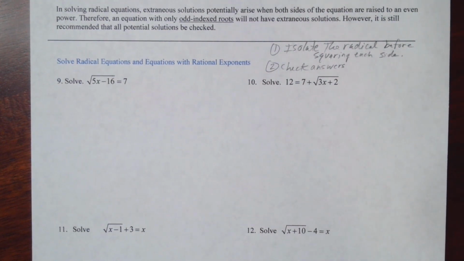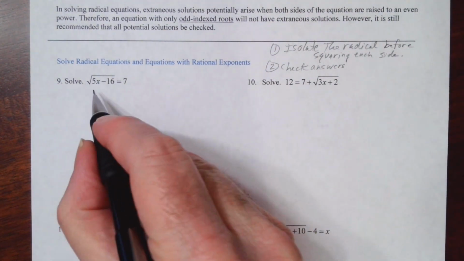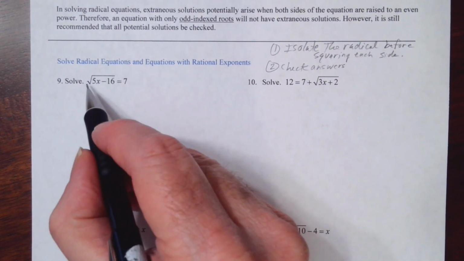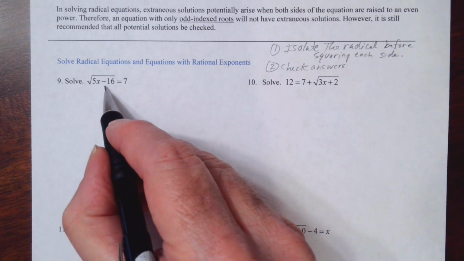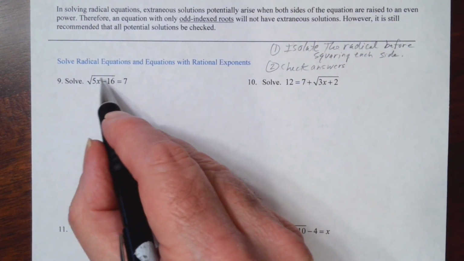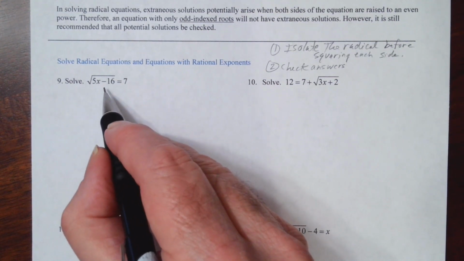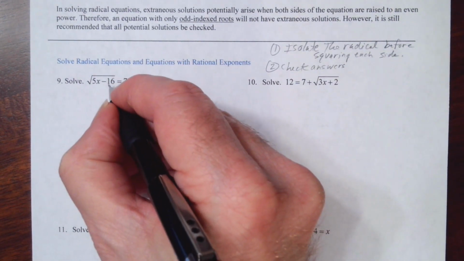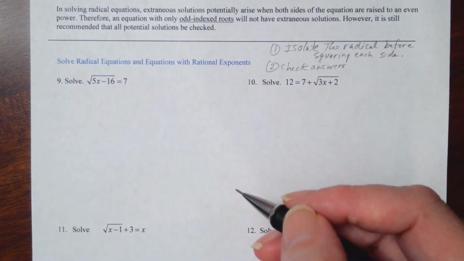Okay, so this one's all set to go. All we got to do is square both sides. Notice, sometimes students will want to add 16 to both sides here, but we can't just pretend that radical's not there, and we don't know that we can do that. So if in doubt, it's never a good idea to do something if you're not sure. If I got rid of the radical, then I know I could add 16 to both sides.